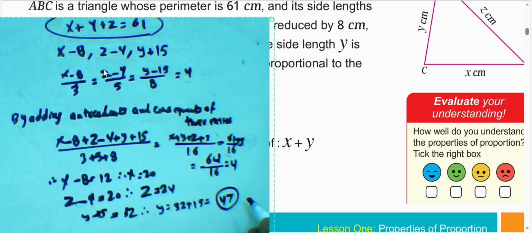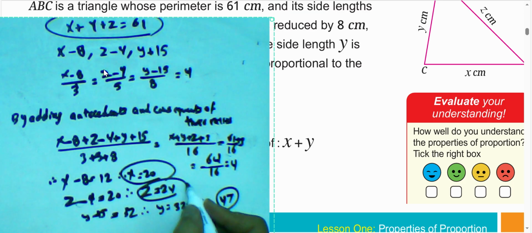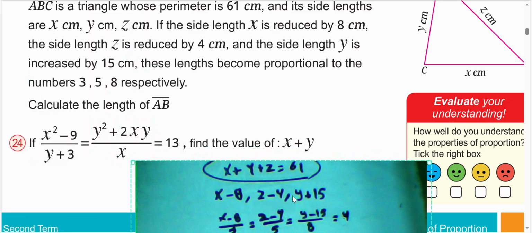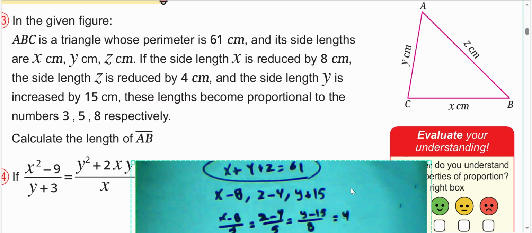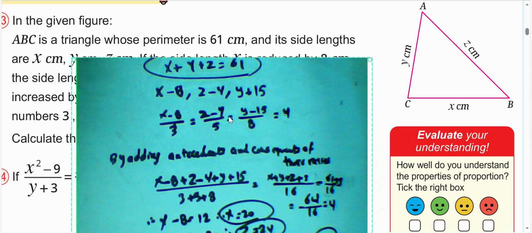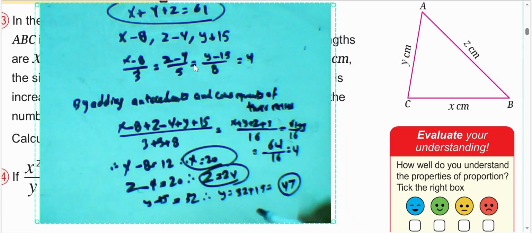Understood? We have x is 20 and z will be 24. He wants to find what? He wants to find the base AB. AB here was z. So z will be 24, then AB will be 24 centimeter.